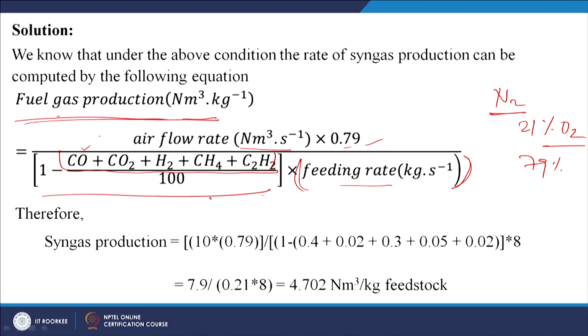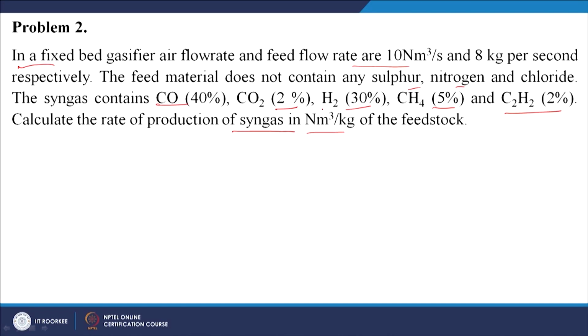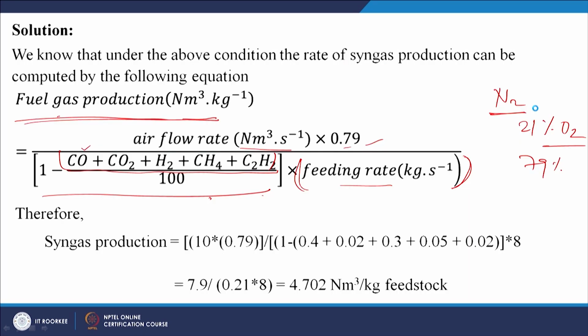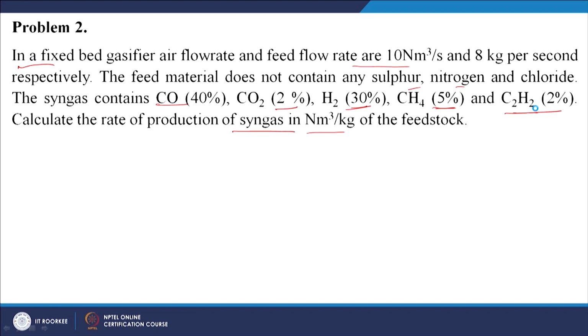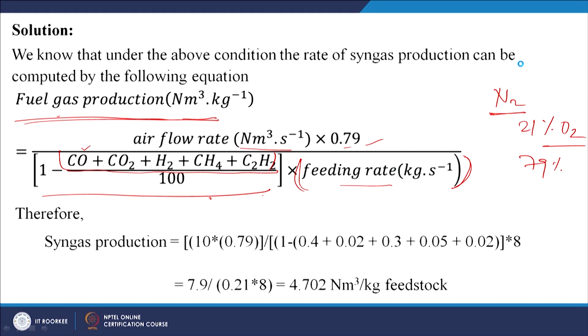Now, we have to put the value of these things. So, what are the values of CO and the others? It is given: CO 40%, CO2 2%, H2 30%, CH4 5% and C2H2 2%. So, these values we will put there, and it was also given 10 normal meter cube per second. This is the air flow rate, and 8 kg per second was the feed flow rate. So, all the terms are given in the problem, and we will be putting those things.